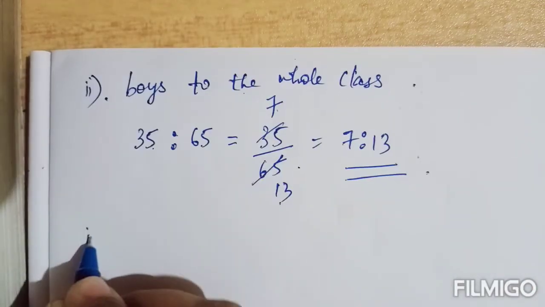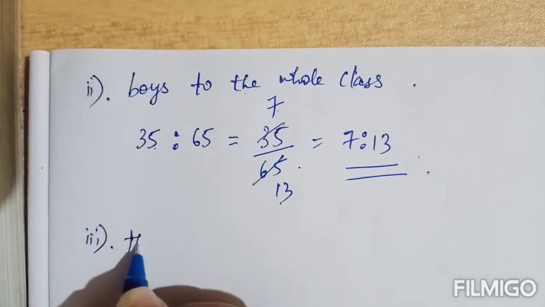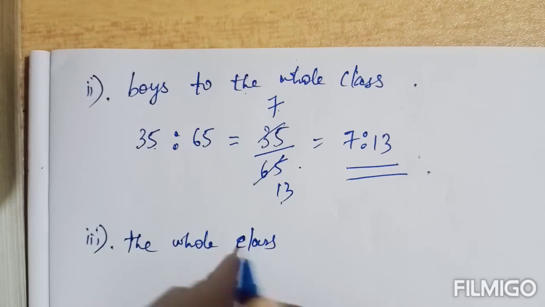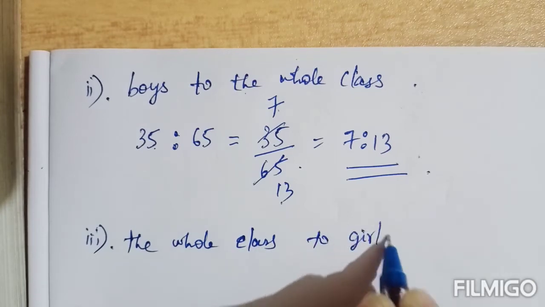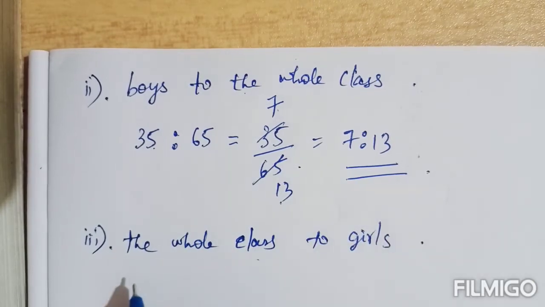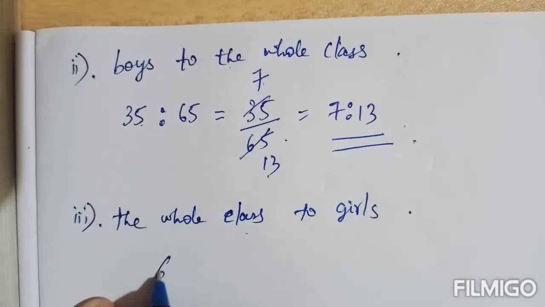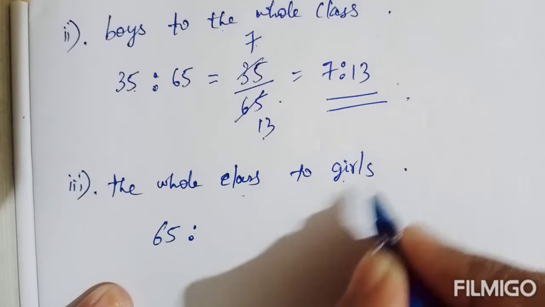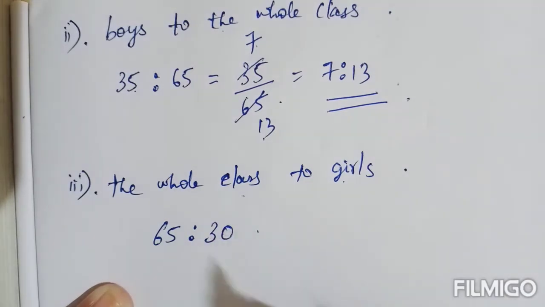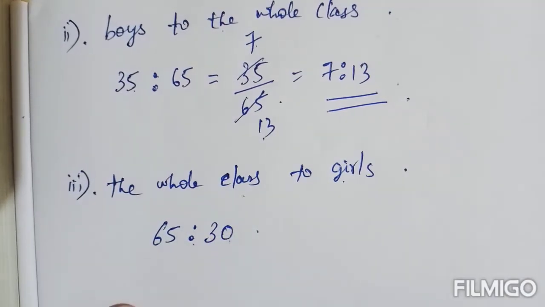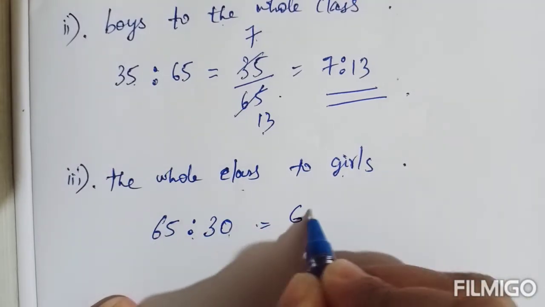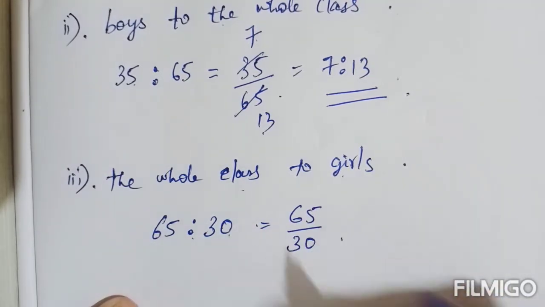In the third one, the whole class to girls. Whole class to girls. Okay, the whole class strength we know is 65, and the number of girls is given in the question as 30. So 65 is to 30. This ratio we have to find. Okay, 65 is to 30.